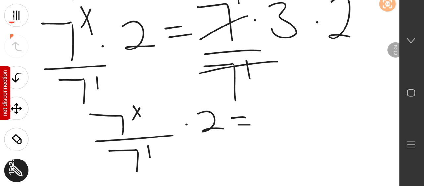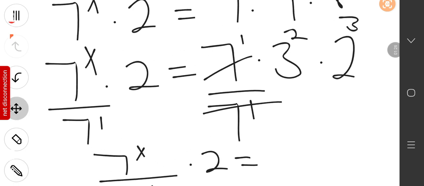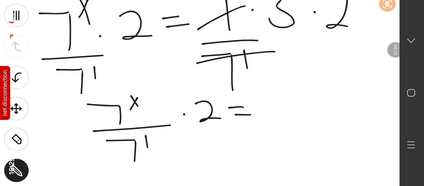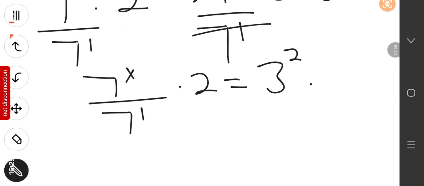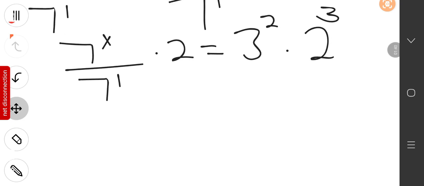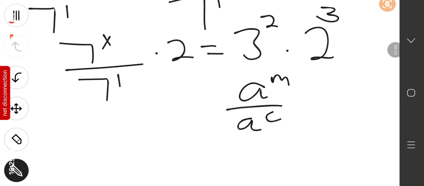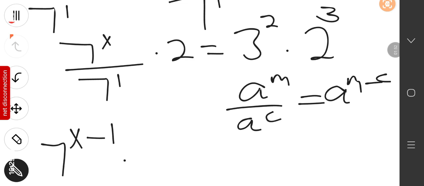times 2 equals 3 exponent 2 times 2 exponent 3. Now let's apply the quotient rule. a exponent m over a exponent c equals a exponent m minus c. So this gives us 7 exponent x minus 1 times 2 equals 3 exponent 2 times 2 exponent 3.